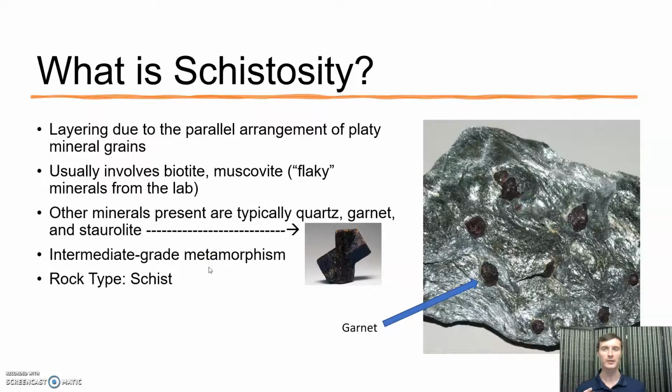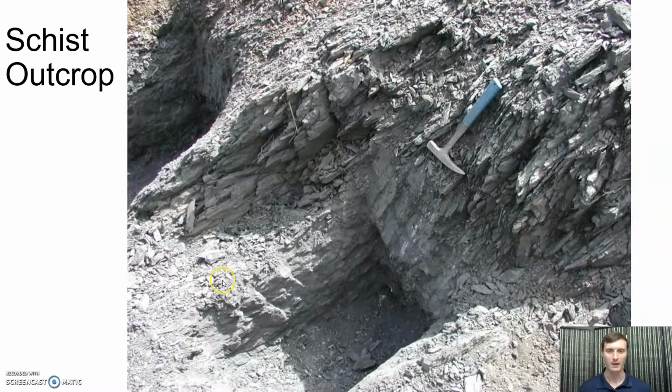So if we took something that is a slate and we cooked it even further, buried it deeper in the ground, it would go from slate to something called phyllite, and finally to schist once it got cooked enough. Now, even though schist was very shiny in that last slide, if you looked at an outcrop, it would look a little bit more like this. Notice that you can still see this sort of layering to the rock.